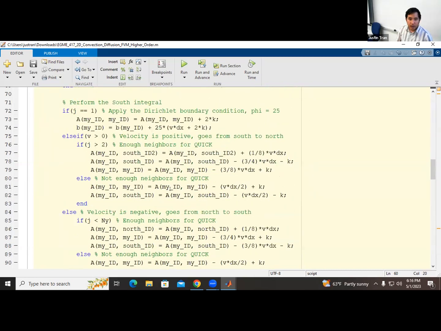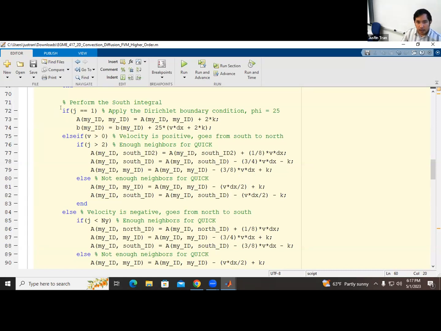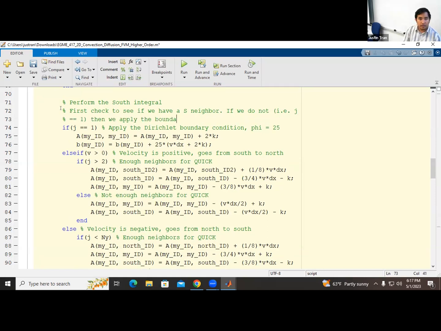Okay. All right, so we have the same thing for the south integral, and I'm going to go through this one a little bit quicker, just because it's the same logic, but I think it helps to view it again. For the south integral, the first thing we need to check is whether we have a south neighbor. If j is equal to 1, that means we're on the very bottom of the domain, which means we don't have a south neighbor. So we go ahead and apply our boundary condition. In this case, our boundary condition is a Dirichlet one, where phi is equal to 25.